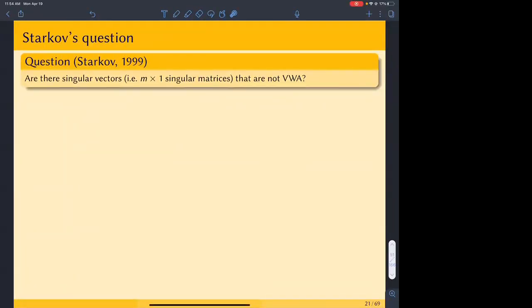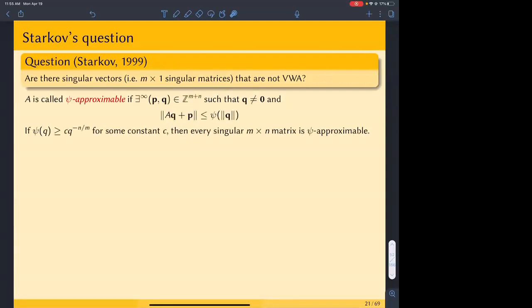In Chung's paper, Chung resolved a beautiful question, which was, I don't know whether it was conjectured, but I certainly know it was a question in Starkov's book: are there singular vectors that are not VWA? Okay, so if you're now trying to specify, you're saying, I want to diverge to infinity, but I want to do so as slowly as possible, right? Like, can I slowly diverge off into the cusps?